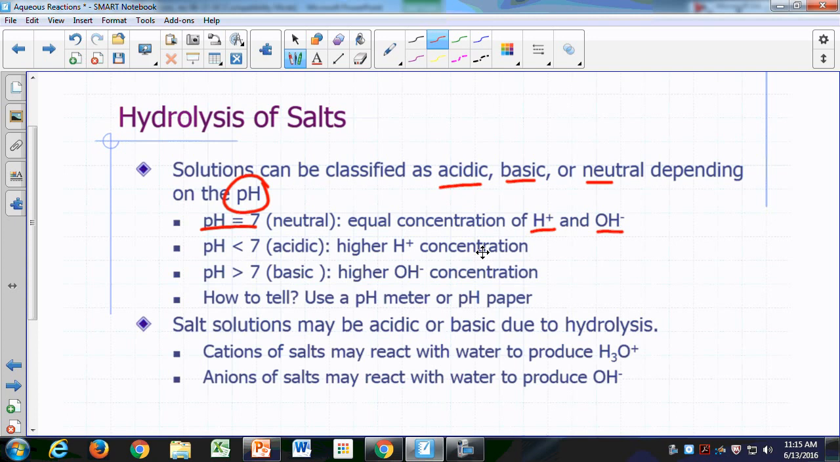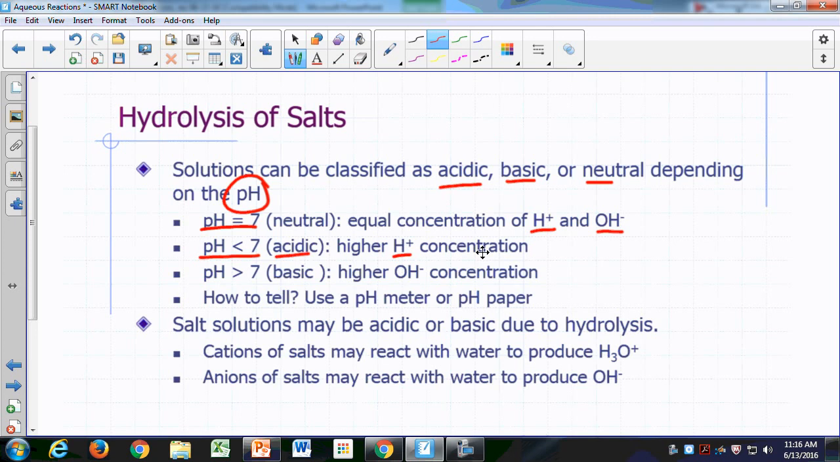So if you have pure water, you have a very small amount of H plus and hydroxide ions there, in fact, but those are equal, and the pH of pure water would be 7. Now, if you have a higher H plus concentration, which could happen when you add an acid to water, remember acid generates H plus ions, then you have a pH less than 7. So a solution that has a pH of less than 7 is said to be acidic.